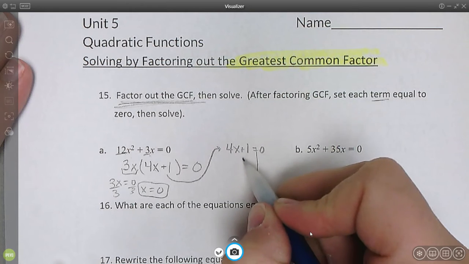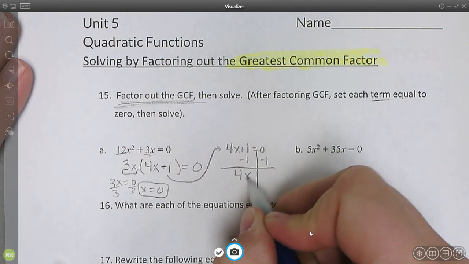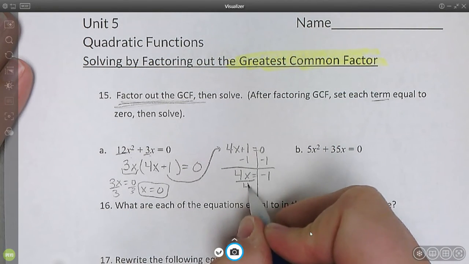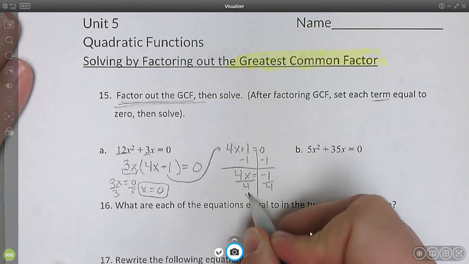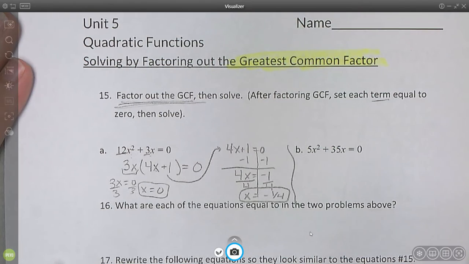Draw your line down the middle. We're going to subtract 1, subtract 1. We get 4x equals negative 1. Then divide both sides by 4. You get x equals negative 1/4. So those are your two solutions there.